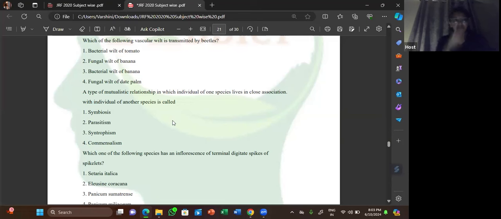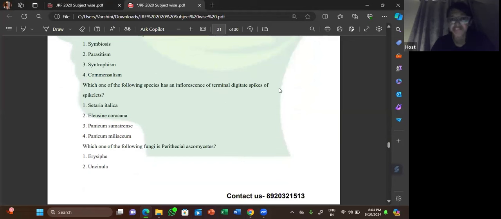So next, a type of mutualistic relationship in which an individual of one species lives in close association with the individual of another species is called as, very easy question. The name itself says mutualistic relationship. So where do you find this? Yeah, very good. Option one, symbiosis. You all know it is the association between two organisms where they both are mutually beneficial. Now let me go to the next question.